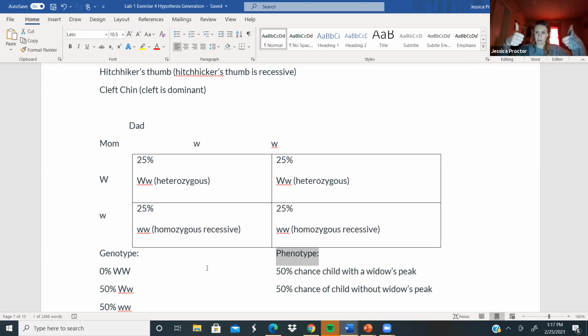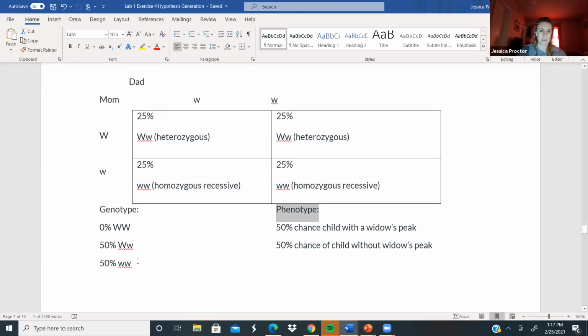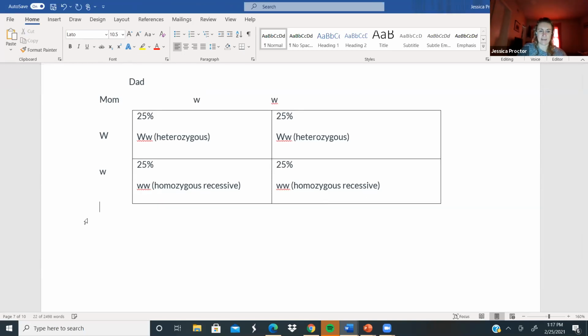Okay, so it sounds like we're good on monohybrids. Is that true? Okay, perfect. So those are the monohybrids. So next one, let's do ABO blood typing next.